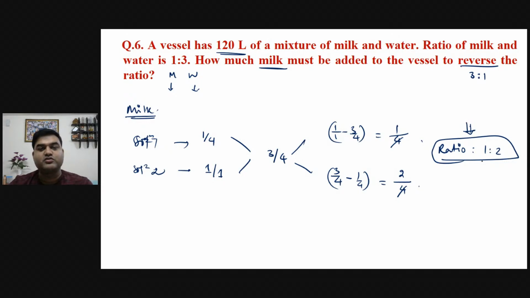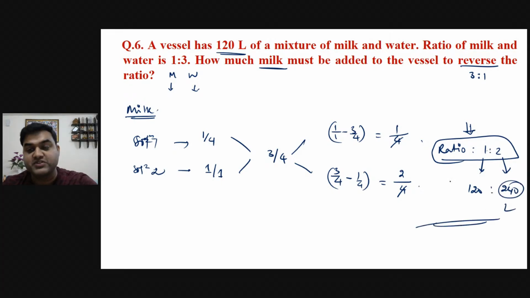Now the ratio is given. The first quantity is 120, so if one quantity is 120, two quantities will become 240, into 2. So this was the answer. Over. You need not do that much; that is just for your understanding. Otherwise you can get 240 liters directly. Hope you guys are getting it.